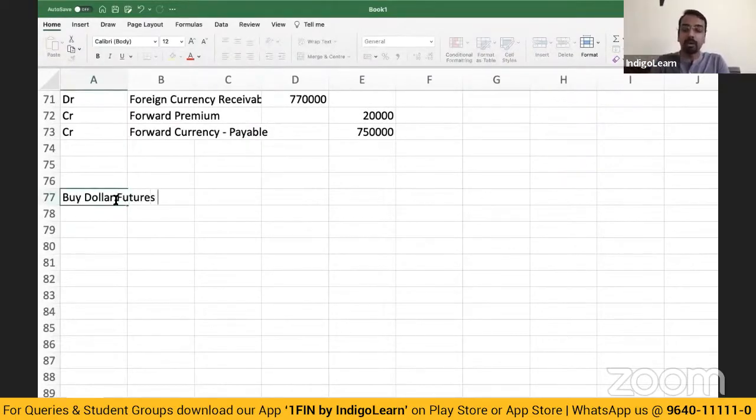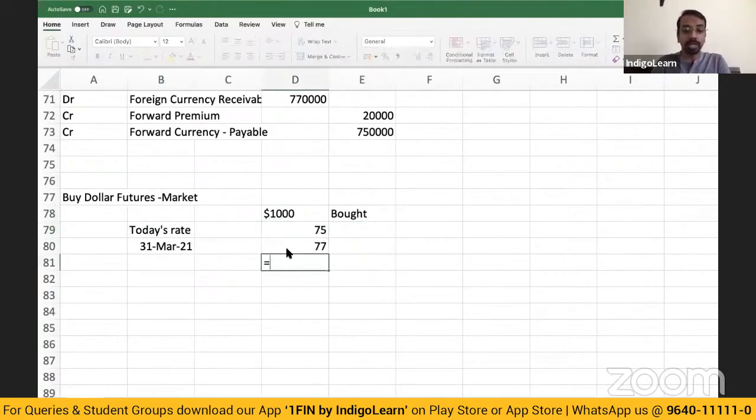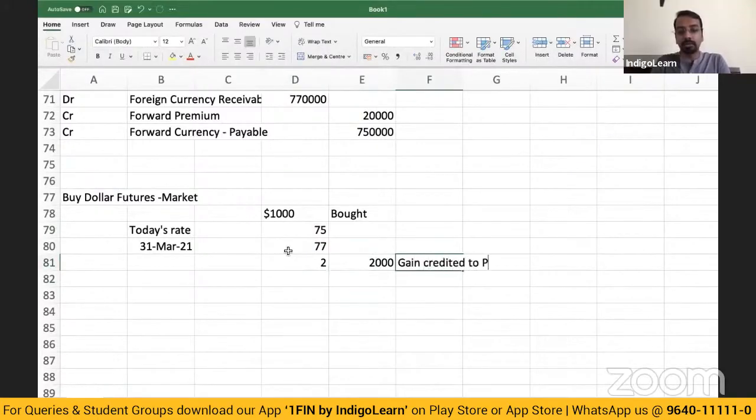Okay, there is another concept called forward. This concept is same like forward, but I as an individual may not be able to enter into a forward transaction with a bank. So what I would do is I would buy dollar futures in the market. Now, let us say today's rate is 75. On 31st March, the rate becomes 77. And let us say I bought $1,000, right? So 77 minus 75, 2 rupee per dollar is my gain. So 2,000 will be gain credited to P&L.